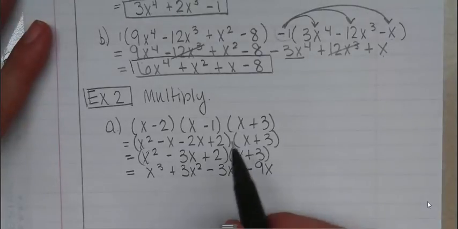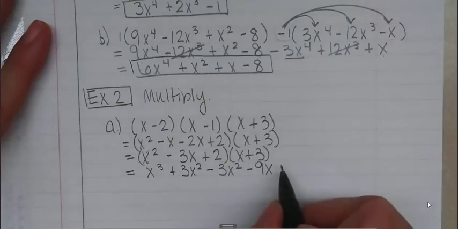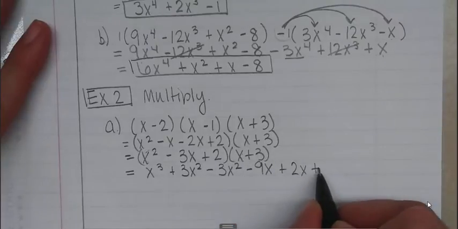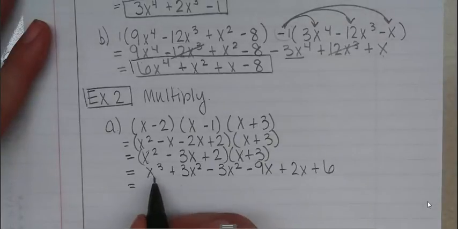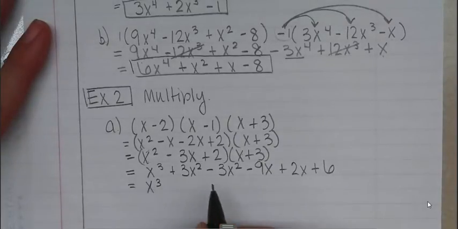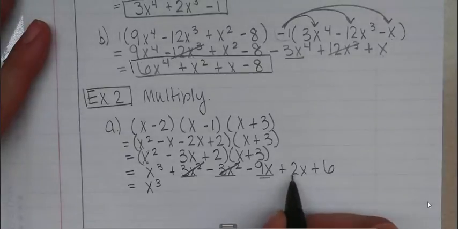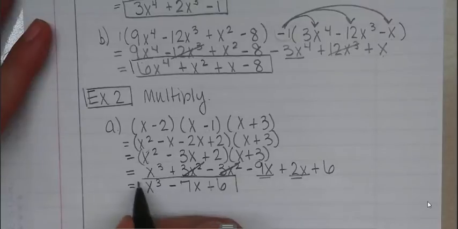And then second term done, moving on to the last term. So I'm going to take the 2, multiply it to the x. It's going to give me positive 2x, and the 2 distributed to the 3 will give me a positive 6. All right, so combining any like terms, I don't see any other x cubes. I do see a couple x squareds. Oh, but look at those, they're opposites. Gone. I do see a couple x's, so that combines to give me a negative 7x, and then my constant, positive 6. All done.